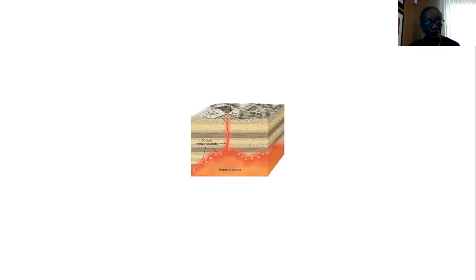And here's an example. When you look at this, you can see here's a magma, and then you see that it's making its way up to the surface of the earth, and wherever that hot magma touches those rocks, that's where contact metamorphism occurs.